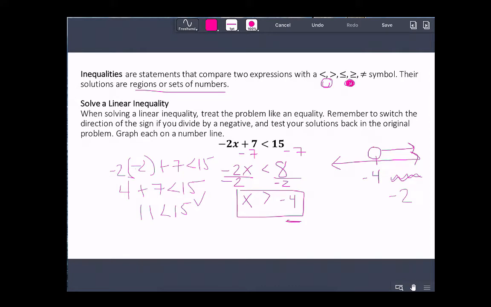You don't have to check it like that every time, because obviously if we picked a different number, they should all work, but it's not really helping you find the exact value of the boundary. But it is a nice way to just make sure that you drew your arrows in the right way, and that we did switch that sign when we divided by the negative. So that's really it for solving linear inequalities. I want you to try examples 1 through 4 in your packet now.